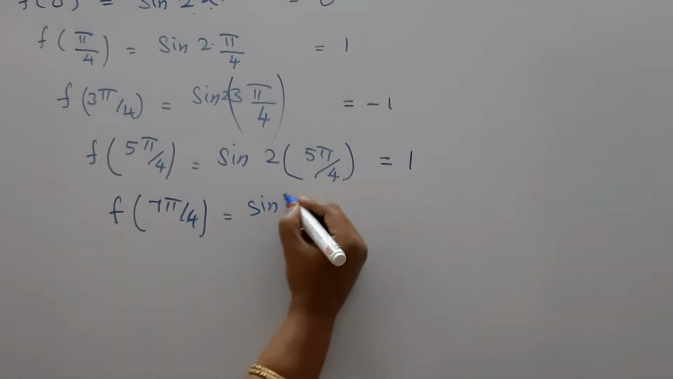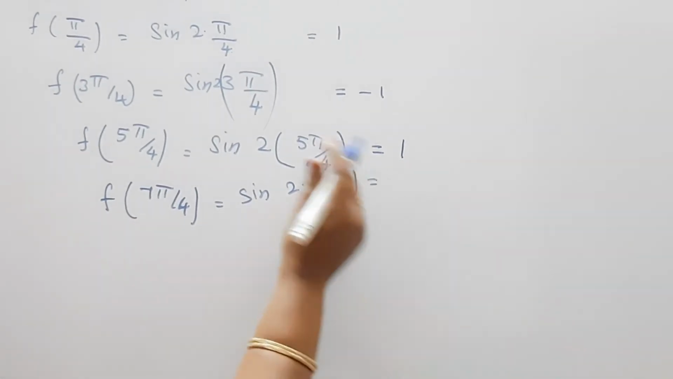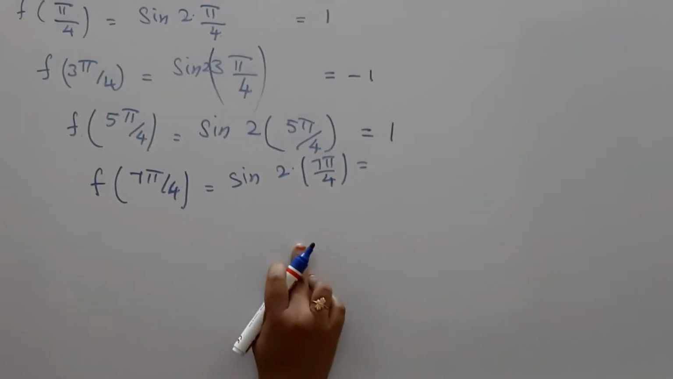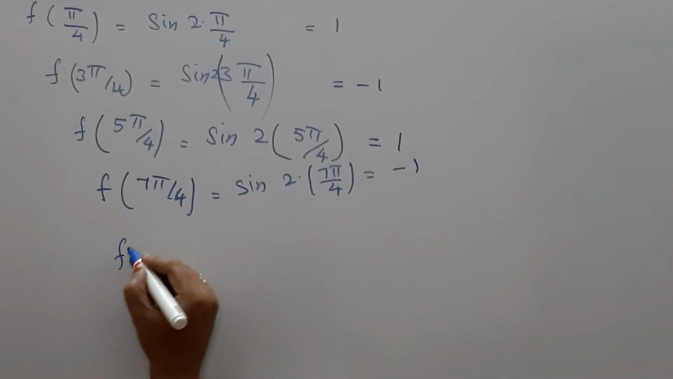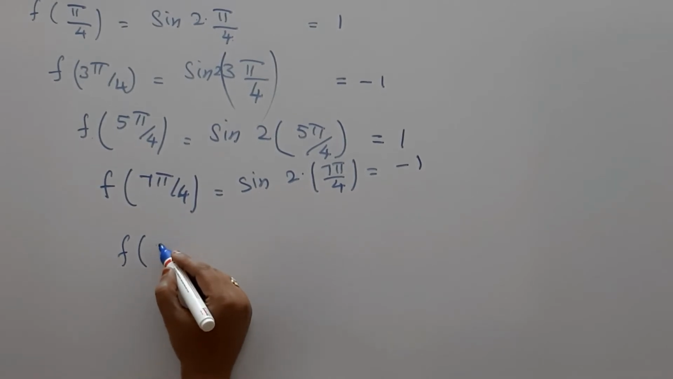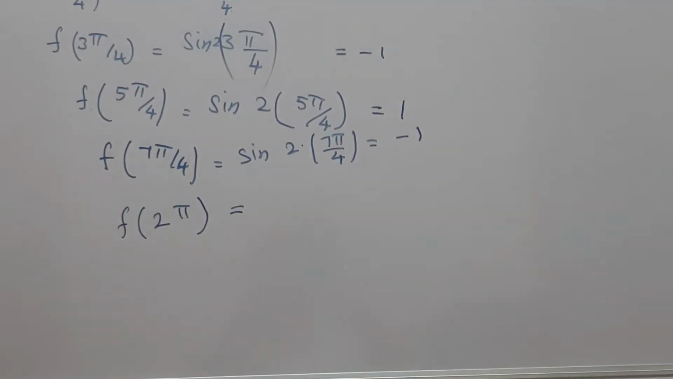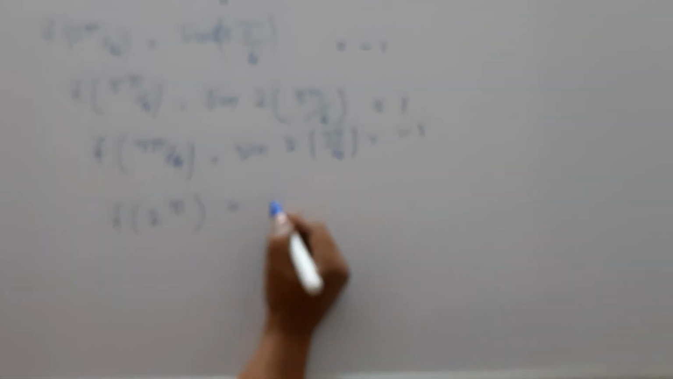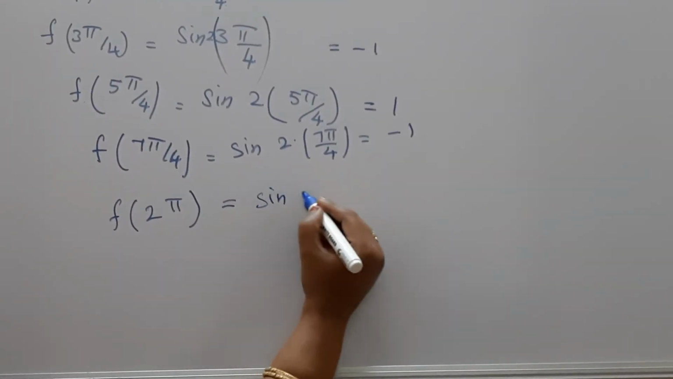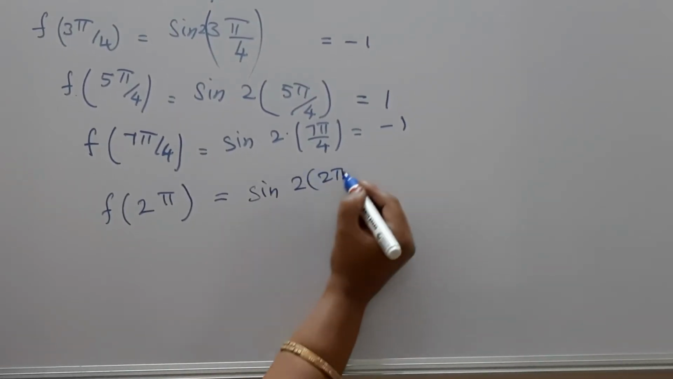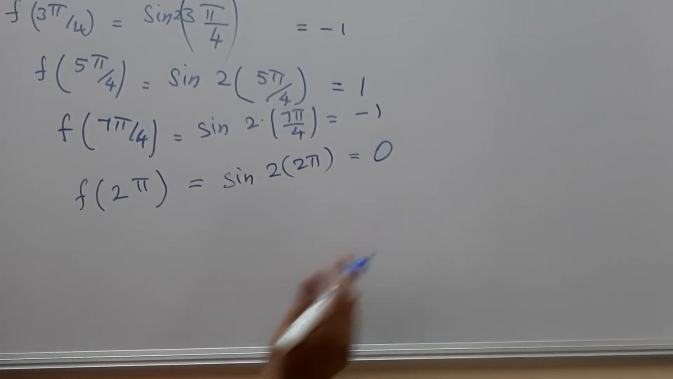So this is sin 2 into 7 pi by 4. Again it comes to the 270 degree, third quadrant, it is minus 1. It is a cyclic periodic function, we know. It will have the repeated values from first to fourth quadrant. Again it will go to the first to fourth quadrant. Finally f of b value is 2 pi. Sin 2 into 2 pi, that is 4 pi, and that is sin 0 value, it is 0.